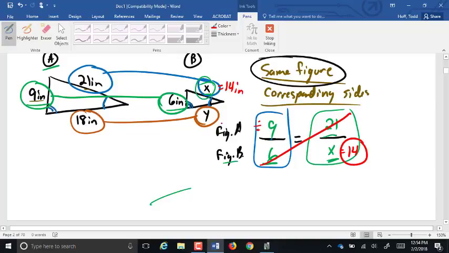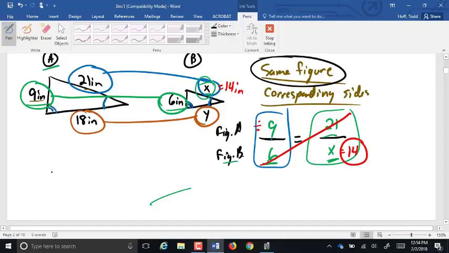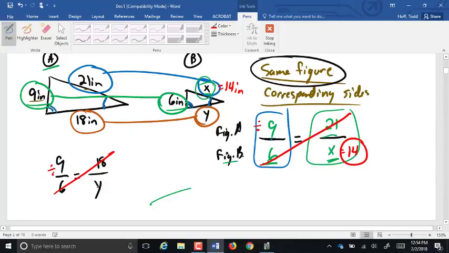I'm going to do the same thing for Y. 9 over 6 equals, does Y go on top or bottom? Bottom. What goes above the Y? 18. Cross multiply and divide. 6 times 18 divided by 9 is 12. So Y is 12 inches.